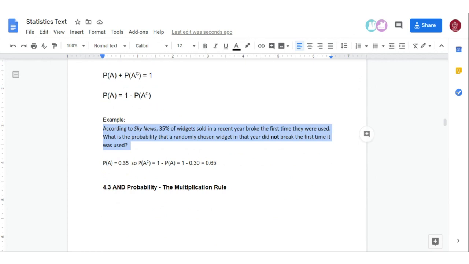Well, we know that the probability of A is 0.35. And we know from this formula that the probability of the complement is 1 minus the probability of A. Then all we got to do is fill in this part to find the probability of the widget not breaking. So 1 minus 0.35 is 0.65.